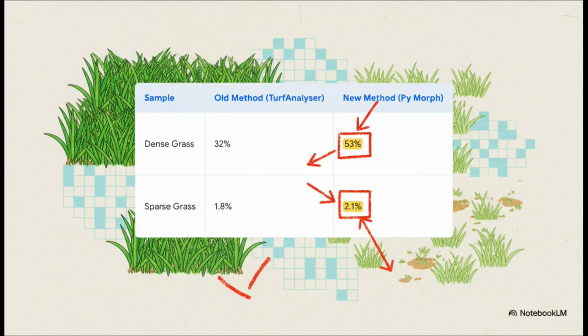Let's just put the numbers right next to each other. For the dense grass, an older technique only saw 32% cover. Our new method got the more accurate 53%. And for the tough, sparse grass, our new method was again more on the money. The big takeaway here is that we've managed to create one single robust filter that works beautifully whether the turf is full and lush or sparse and patchy.